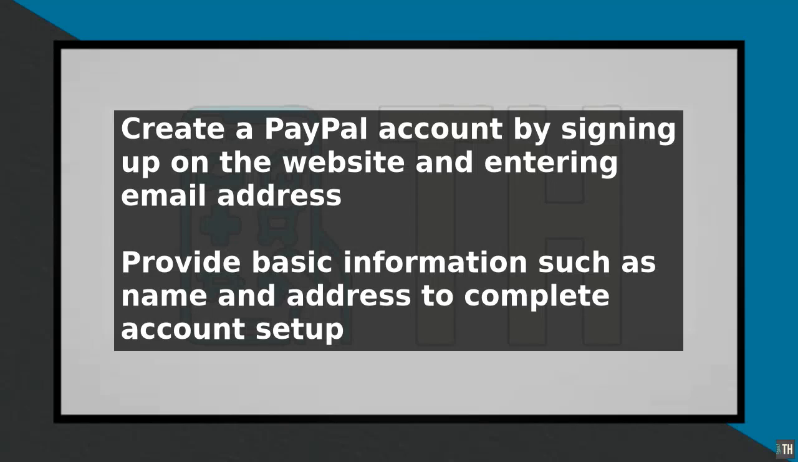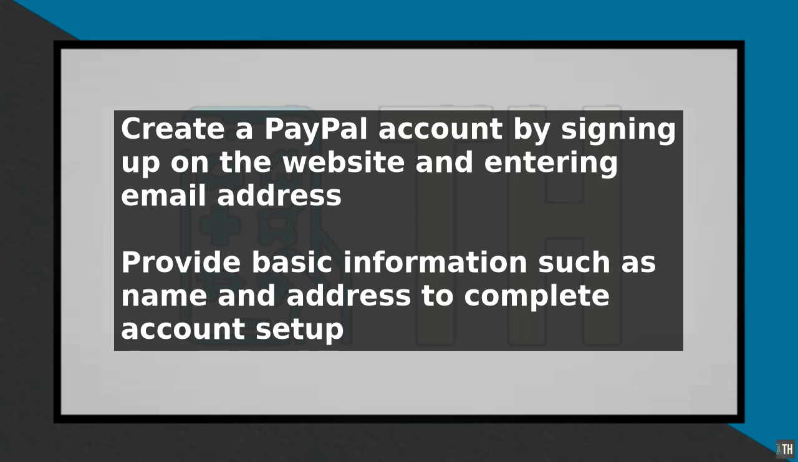To use PayPal for commissions in 2025, you need to start by creating a PayPal account if you do not already have one. Go to the PayPal website and click on Sign Up. Then follow the prompts to enter your email address and create a password. You will also need to provide some basic information such as your name and address.